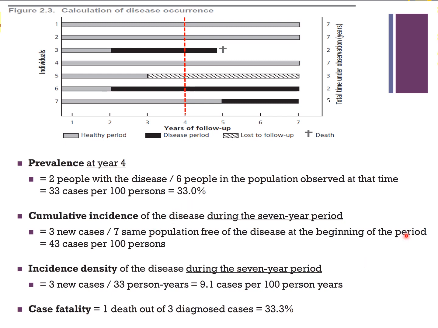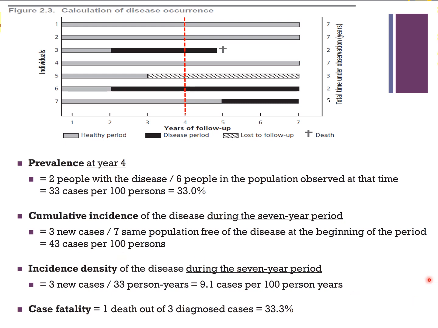Cumulative incidence of the disease during the 7-year period is 3 new cases, 1, 2, 3, divided by 7, the same population free of disease at the beginning of the period, which is 1, 2, 3, 4, 5, 6, 7 at the beginning of the period. So 3 divided by 7 is 43%, or we can write it as 43 cases per 100.